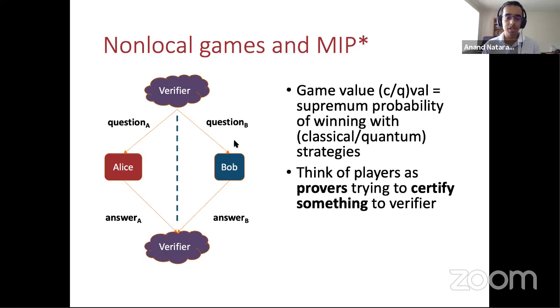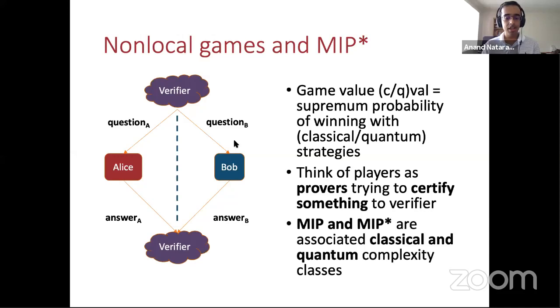you should think of the players as provers that are trying to certify something to the verifier. In Andrea's talk and in this talk, we'll see that often what they want to certify is some physical property of the states that they share. They want to certify that they share a particular quantum state and that they're applying certain measurements to it. But in the complexity setting, what this turns into is that you can think of them as trying to certify to the verifier that the answer to a certain decision problem is yes. This is the setting that you have in interactive proofs.